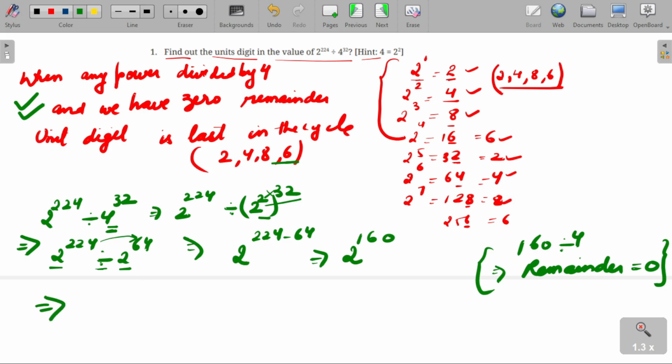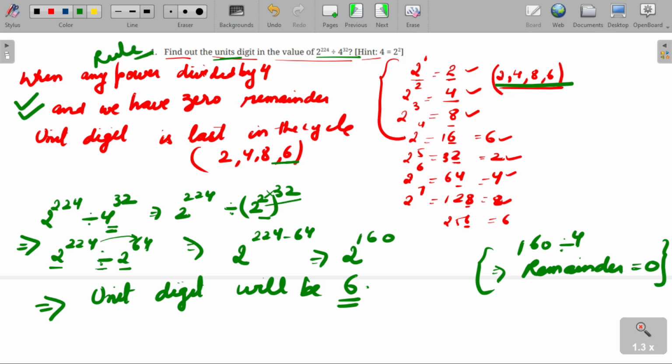That means they are asking for the unit digit of the answer of this. So the unit digit will be 6. Okay, this is our answer. Just two things you need to remember. Firstly, this cycle. Secondly, this rule. Fine, you will get the answer.